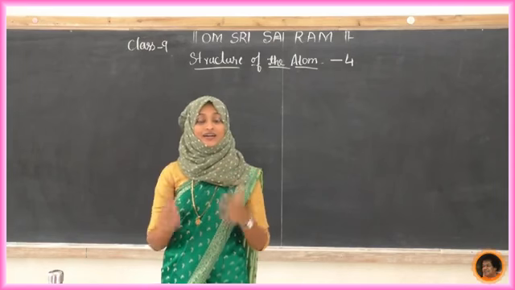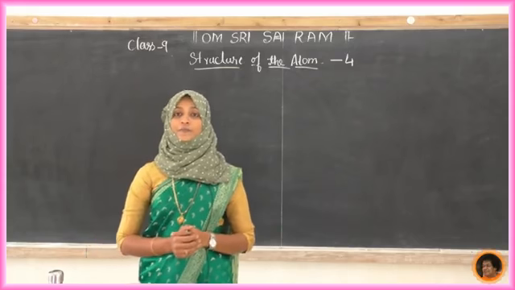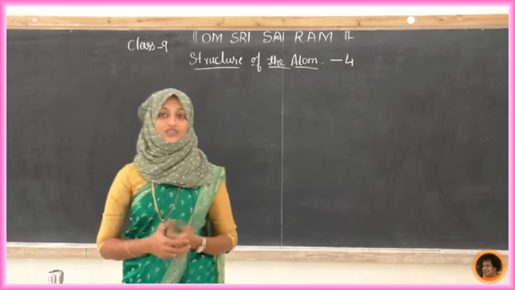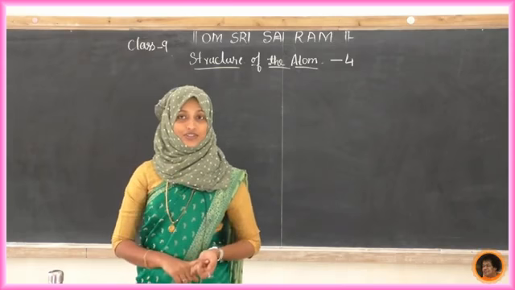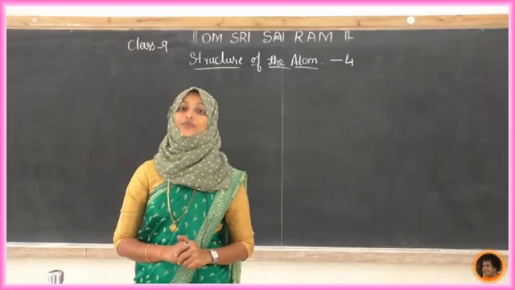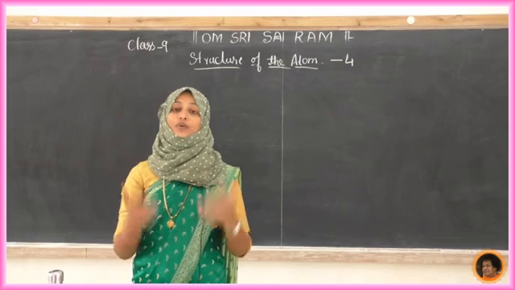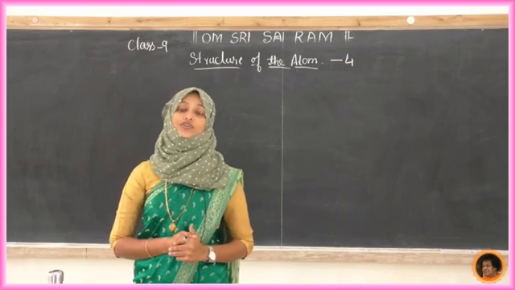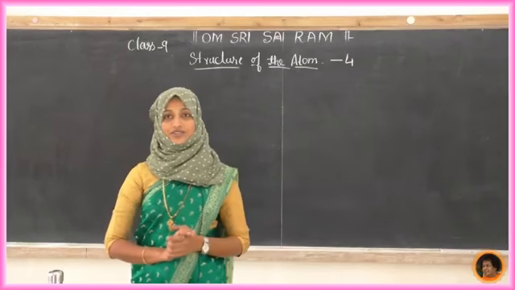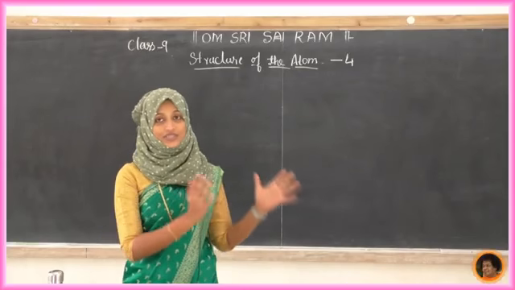Later, his model failed. After the discovery of the three subatomic particles, neutrons, protons and electrons, he could not explain the exact position of the electrons, and he could not explain the stability of an atom. One more drawback of his model is that he could not say anything about the nucleus. So his model also went wrong and was rejected.